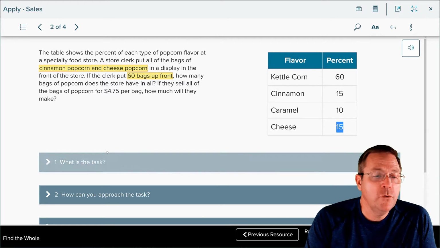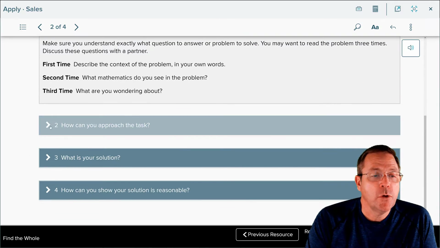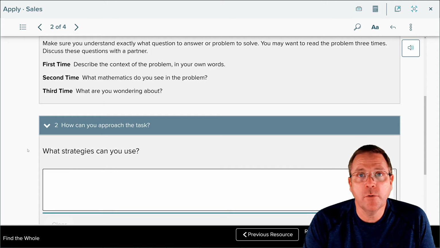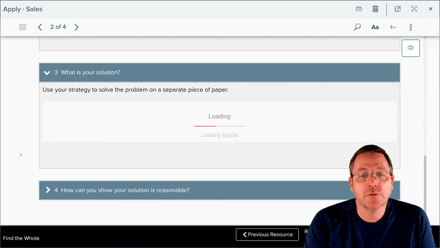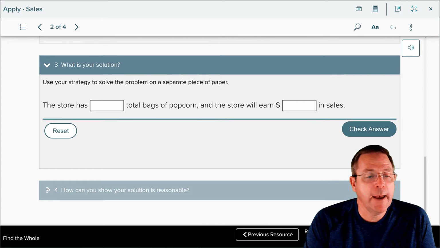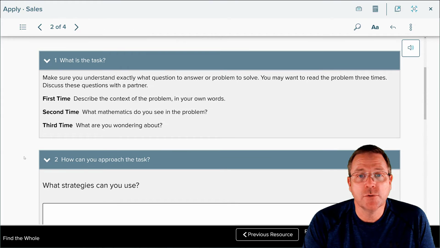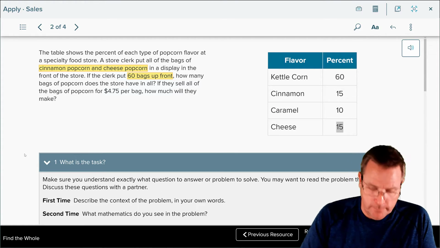Now, of course, you guys are going to need to read the question several times. You're going to have to write down an approach of how you plan on solving the problem, and you're going to have to solve the problem and check your solution. And finally, after you do that, you need to write an argument justifying your solution. Go ahead and stop the recording now and work on that.